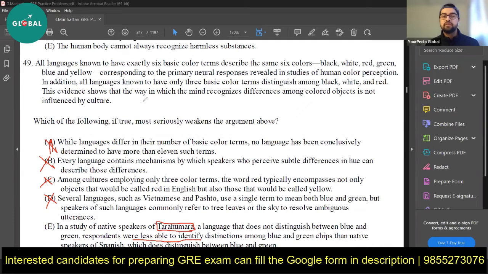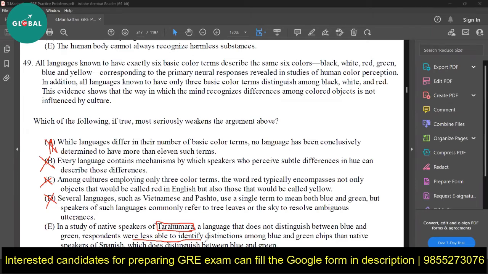Okay, why am I saying so? In the conclusion, it is saying the mind's recognized difference among color objects is not influenced by culture. But here they are giving an example where, basically, in one culture they don't have a distinction between blue and green and they are less able to identify the distinction. Okay, is it making sense?